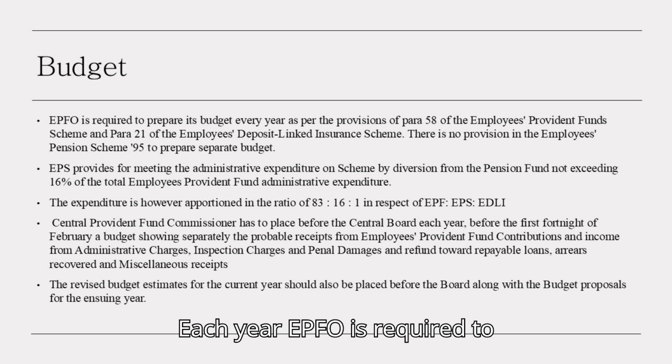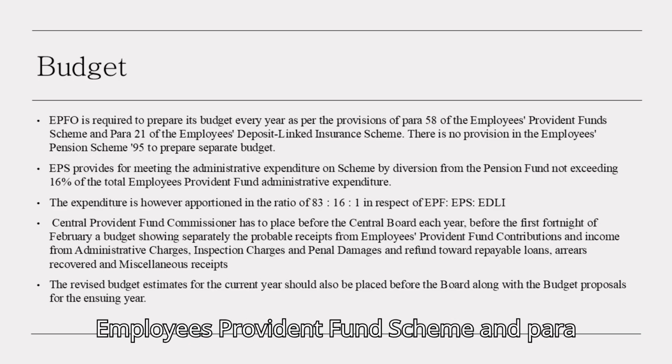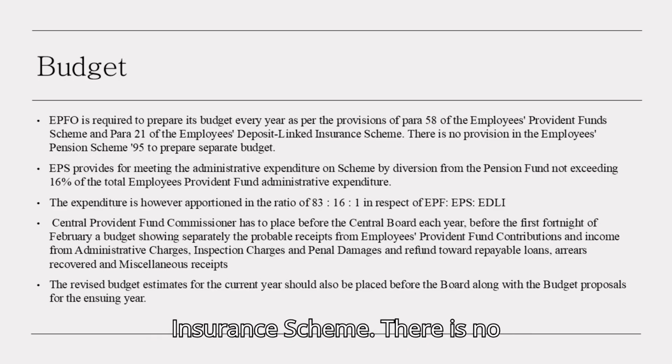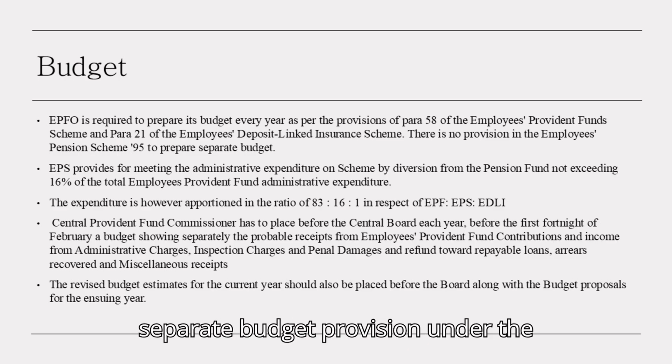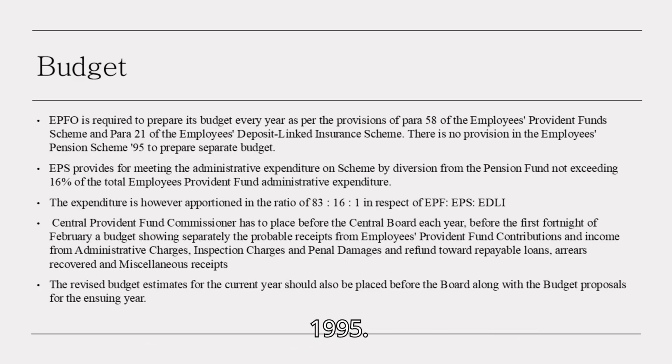Each year, EPFO is required to prepare a budget as per Para 58 of the Employees Provident Funds Scheme and Para 21 of the Employees Deposit-Linked Insurance Scheme. There is no separate budget provision under the Employees Pension Scheme, EPS, 1995.